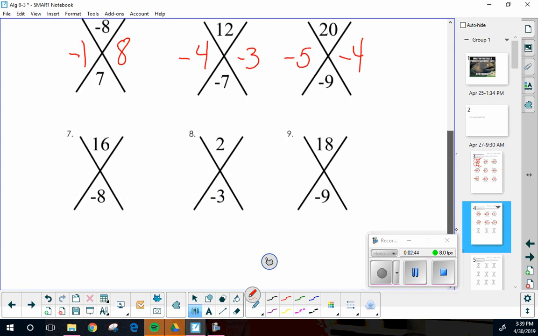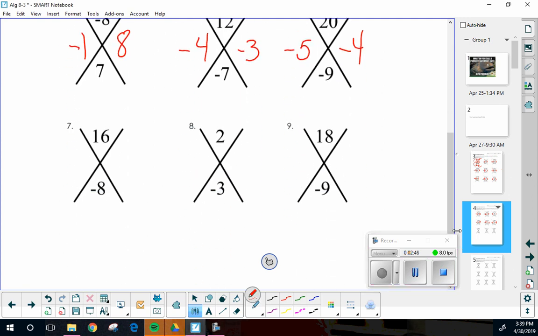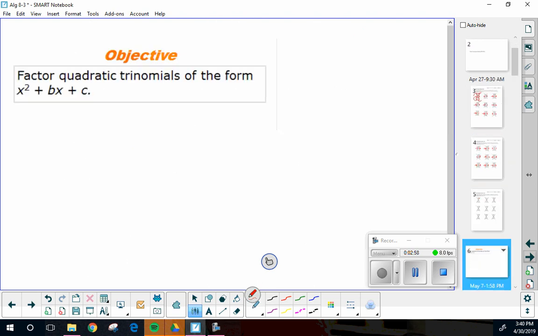I'm just going to pull these ones up, and we'll just do these quickly, and then I think we have enough examples to carry us into our lesson. We'll just skip this page altogether.